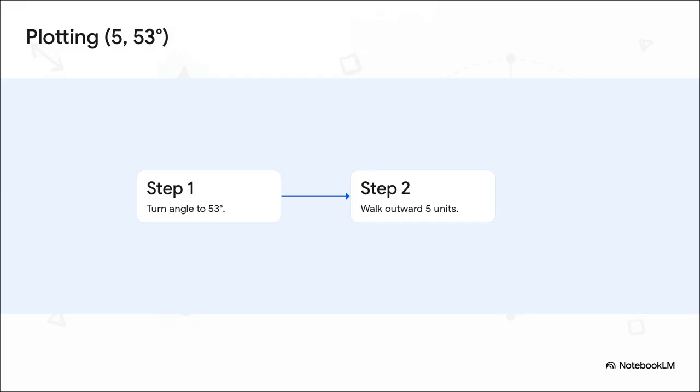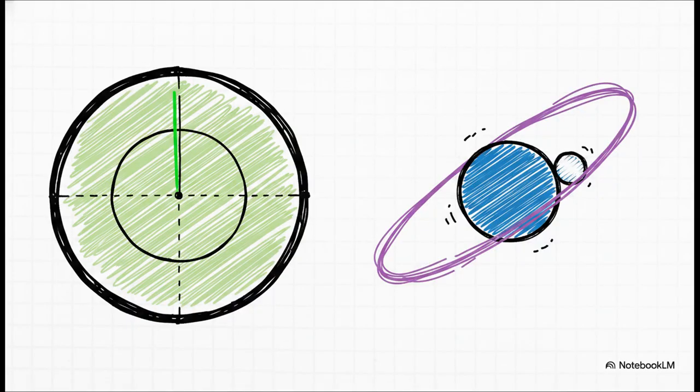Let's plot a point using this new language. To find the polar coordinate (5, 53 degrees), step 1, we stand at the center point and rotate to exactly 53 degrees. Then, step 2, facing that exact direction, we just walk straight outward exactly 5 units. It's this sweeping, rotational motion followed by a direct, straight line. And because this system models how things actually move through open space, the environments where polar coordinates thrive are very different from the Cartesian grid.